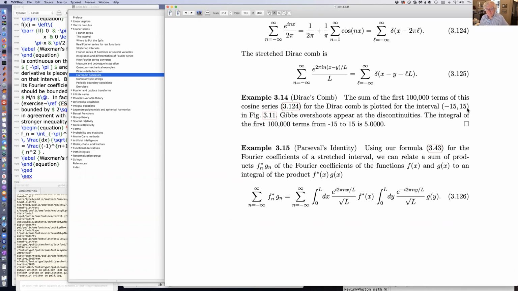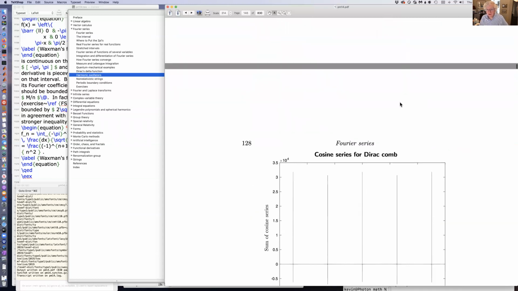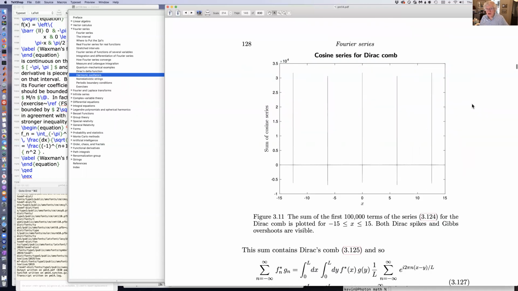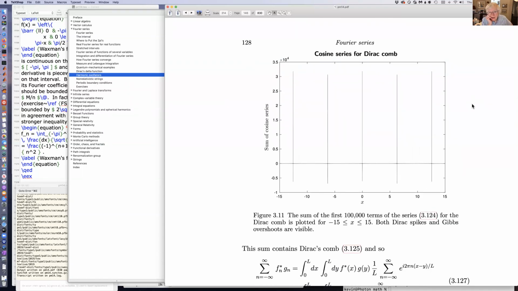We get Gibbs overshoots at the discontinuities, and the integral, of course, has to be 5 because there are 5 cases where this delta function can be non-zero. So let me just show you the cosine. Here's the cosine series for the Dirac Comb, and what I want to call to mind here is that this is x from minus 15 to plus 15, and this is minus 2 pi, minus 4 pi, 0, 2 pi, 4 pi.